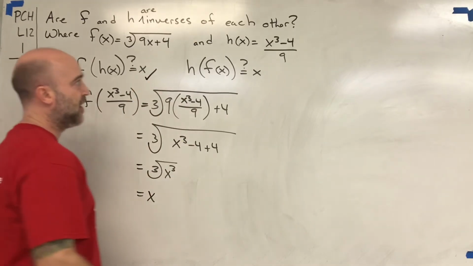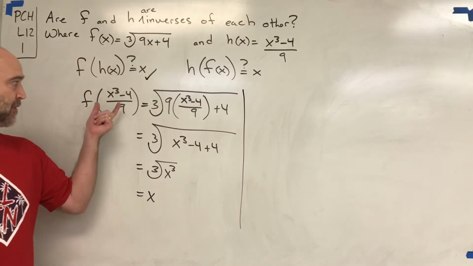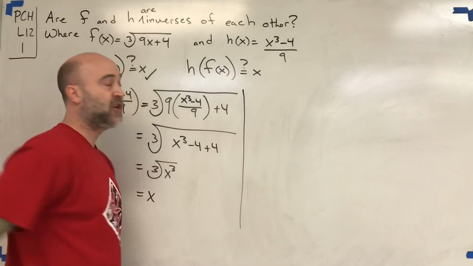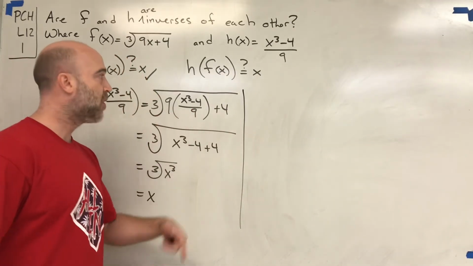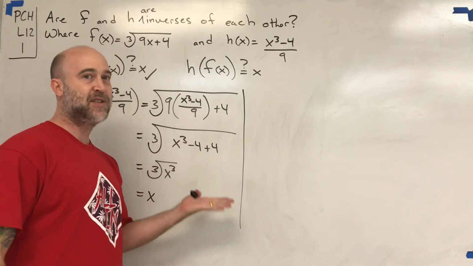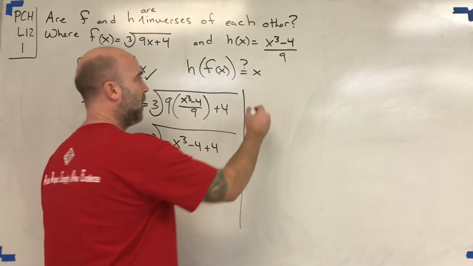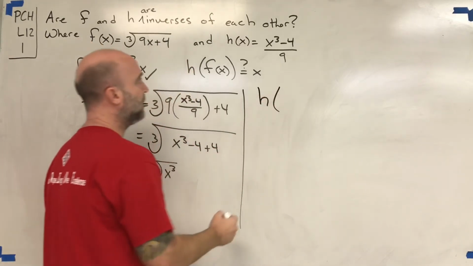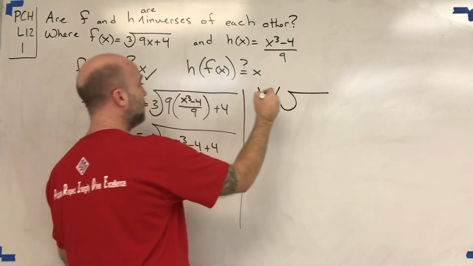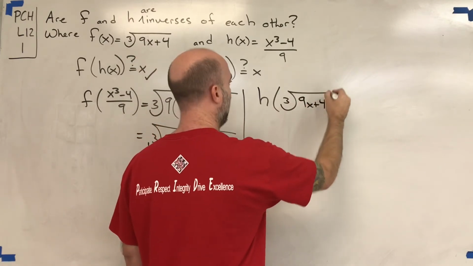Then I have to check the other side. So notice when it's f composed with h, it's equal to x, so we're good there. If one of these sides doesn't work, we can pretty much stop if you're sure of your math. But oftentimes if one side doesn't work, I just look over my work real quick to make sure I haven't made a careless error. All right, so now we have the h function. Inside of h goes the f function, which is cube root of 9x plus 4.